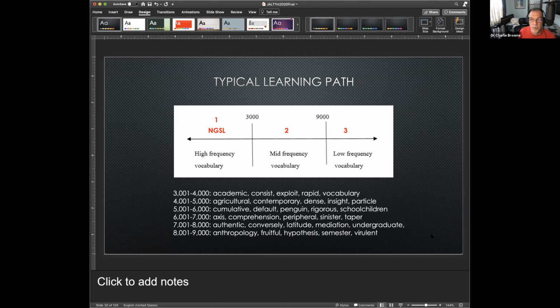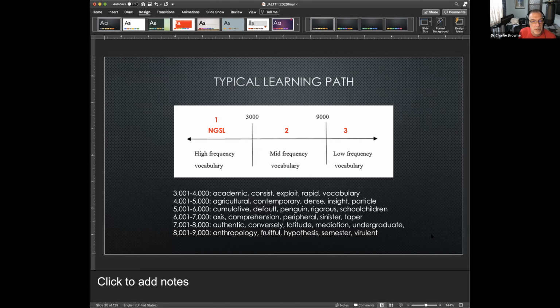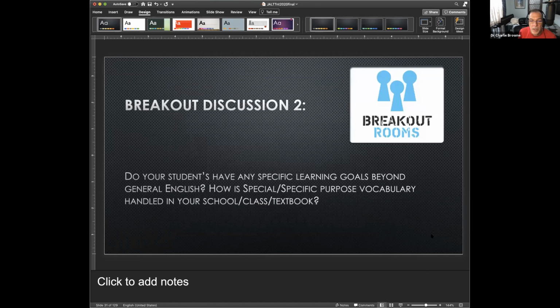But what I'm saying here with the green lists is basically that step 2 should be learning some of these very tight, well-developed special purpose vocabularies before going into learning mid-frequency vocabulary. So we'll come back to that in a second.